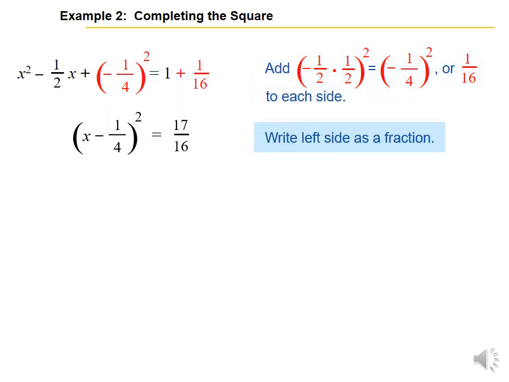Now, the left side is a perfect square trinomial, which we can factor into a binomial squared: x minus 1/4 quantity squared. If you multiply that out, you will go back to x squared minus 1/2 x plus 1/4 squared. If you're not sure about that, write it out and do it, okay? And that's going to equal 17/16.